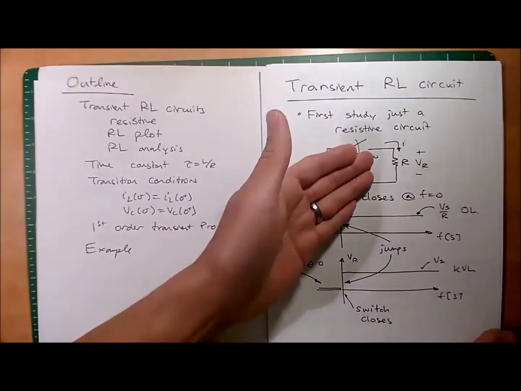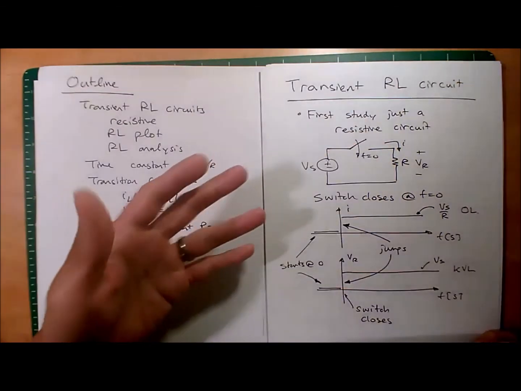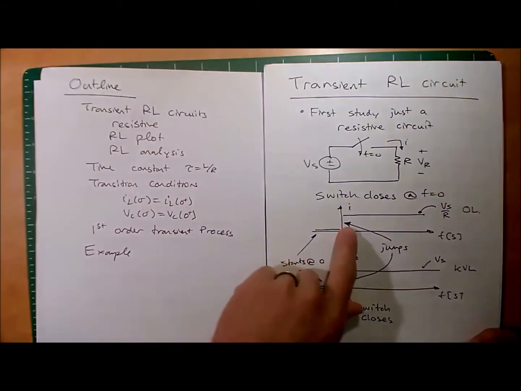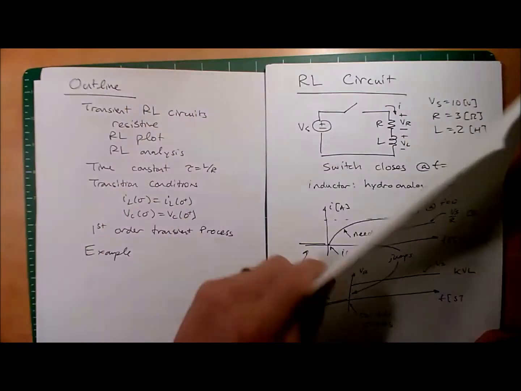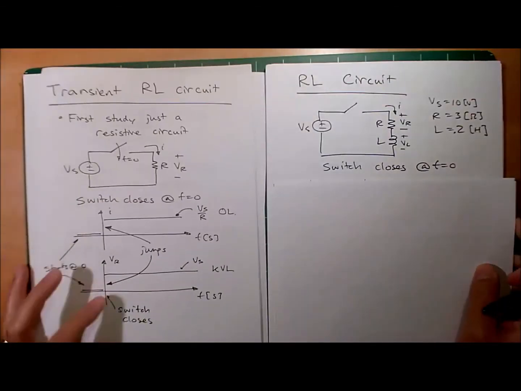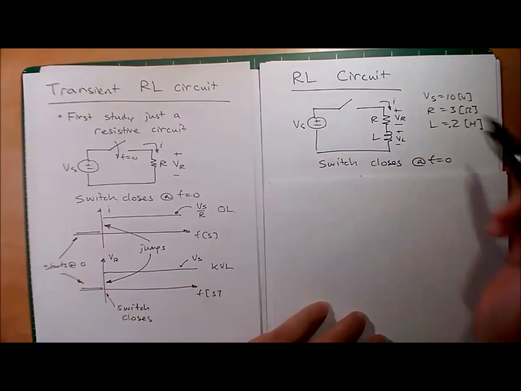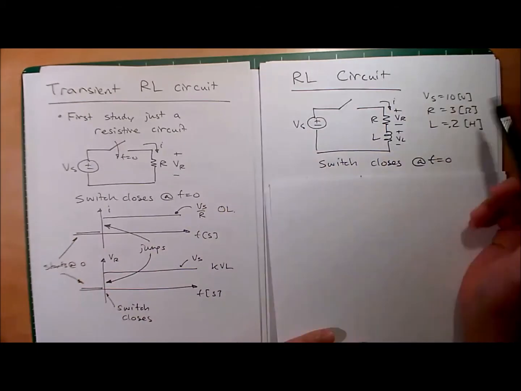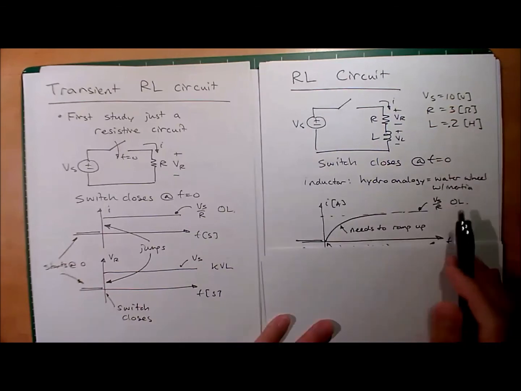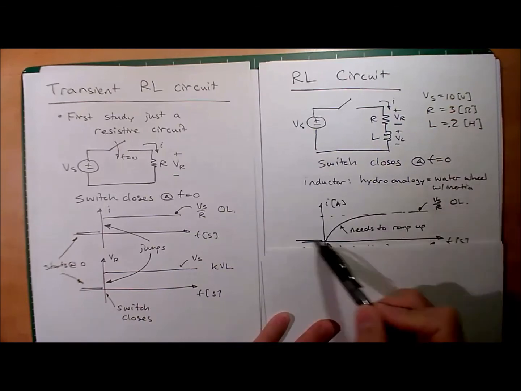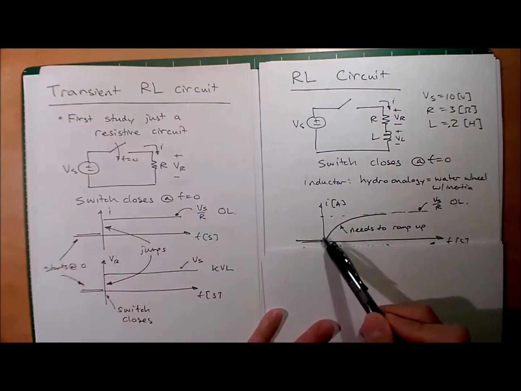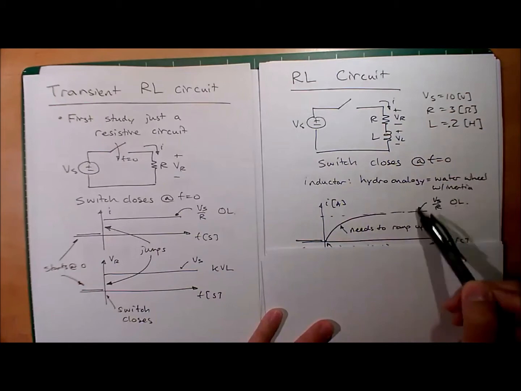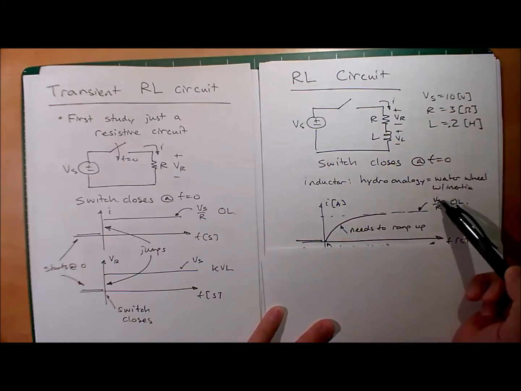Now, when we add inductance, remember we model inductance as a water wheel, it doesn't like that change of state. And so it takes some time for that current to spool up. So if we have a similar system, resistor, inductor, and we can even give it some numbers like 10 volts, 3 ohms, 0.2 henries, what we'll expect is that the current won't just slam up. The current will take some time, and then finally it settles out to the steady state value of Vs over R.